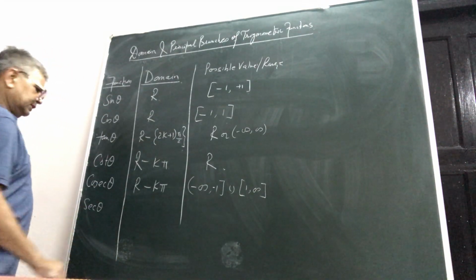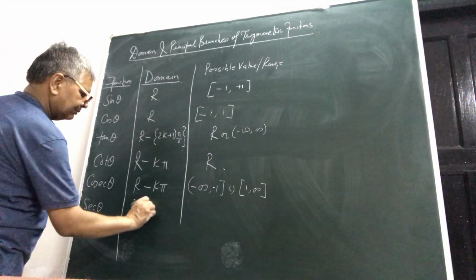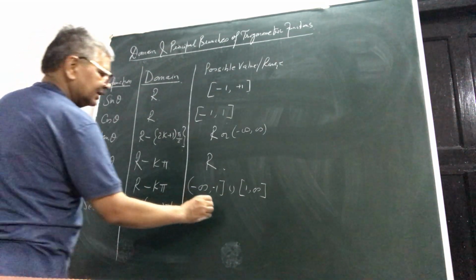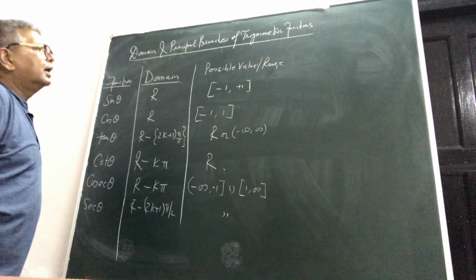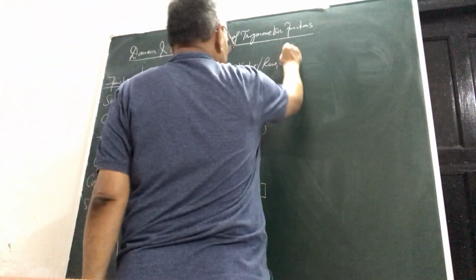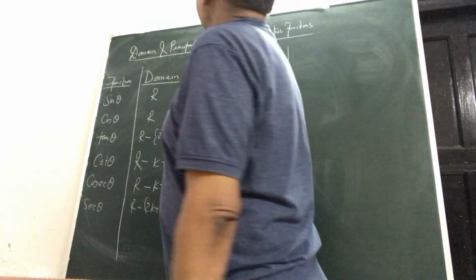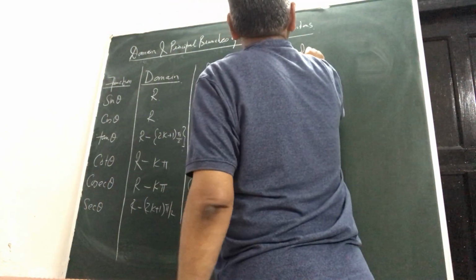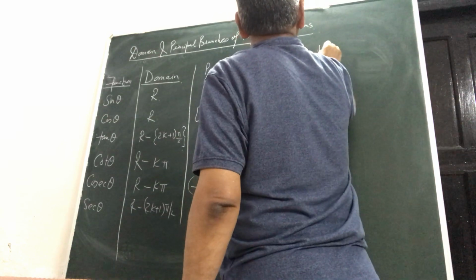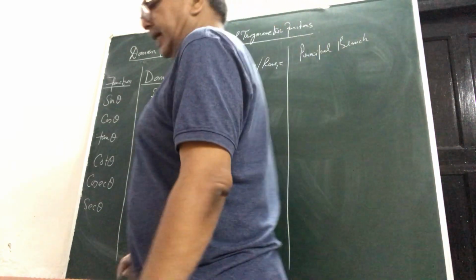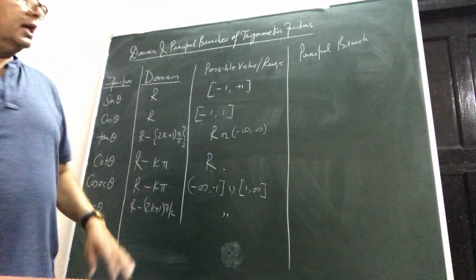Sec theta is cos theta, so r minus 2k plus 1 pi by 2, and this will be the same. But see, this is one thing. Most important will be the principal branch. Principal branch, that you really need to understand.